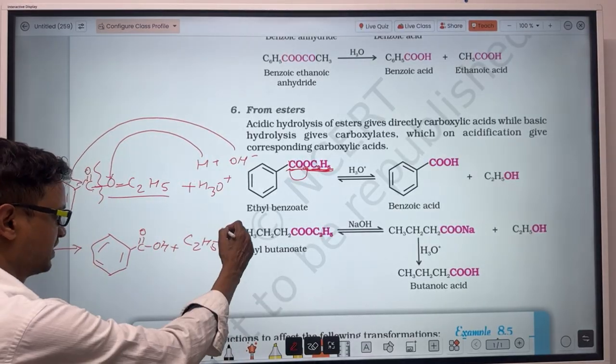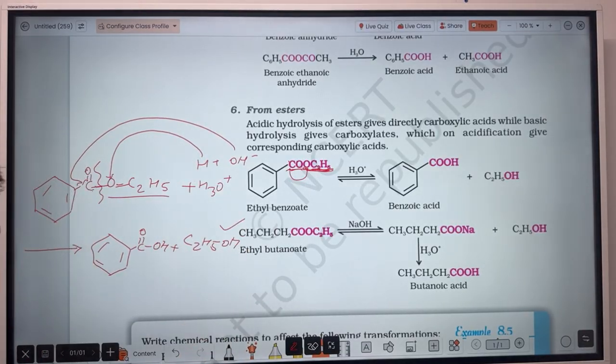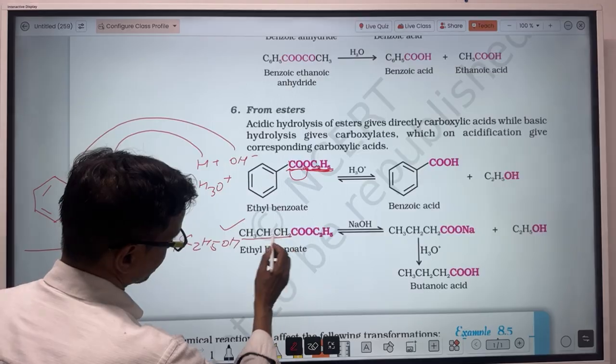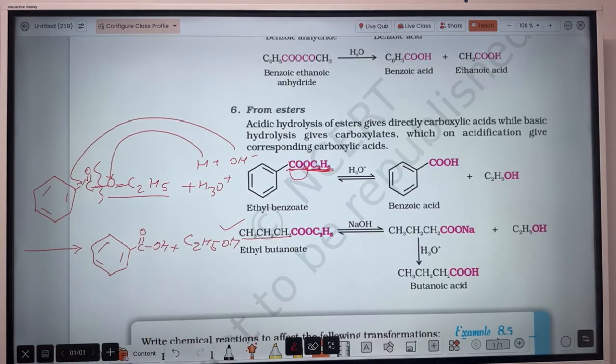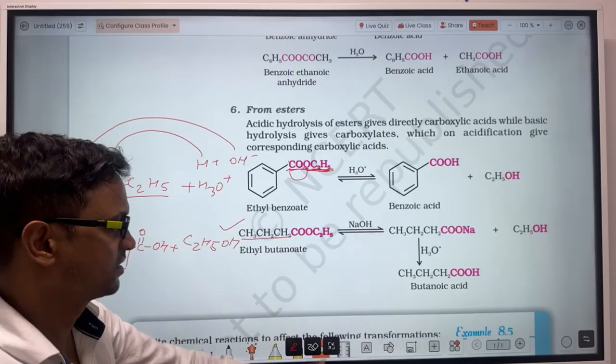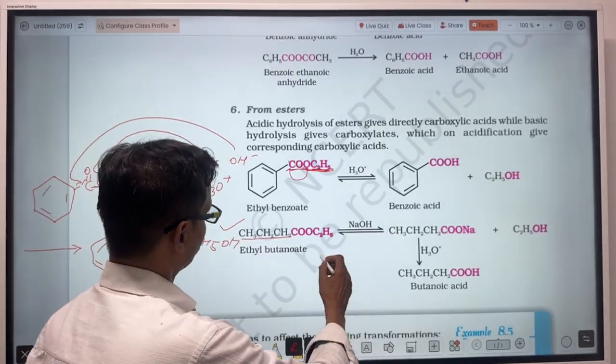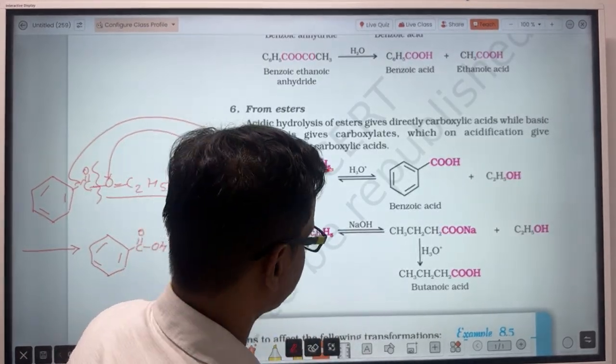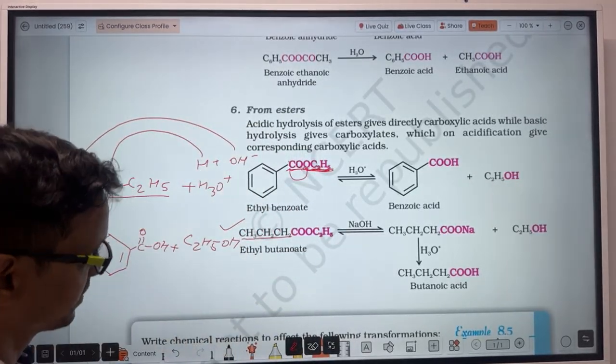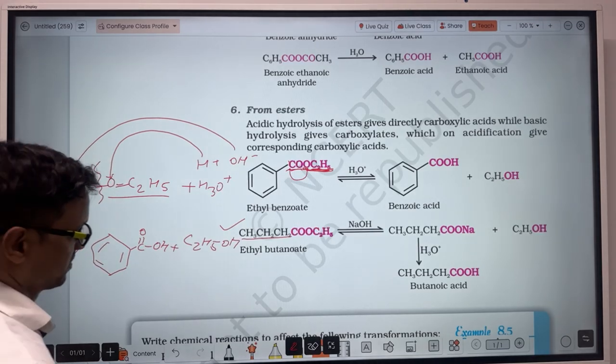The same, this reaction, this one here, is the same. In the place of benzene, a propyl group has been taken, and that is how the reaction takes place. NaOH, okay. I think here you might feel difficulty. So let's see. I am solving this question.